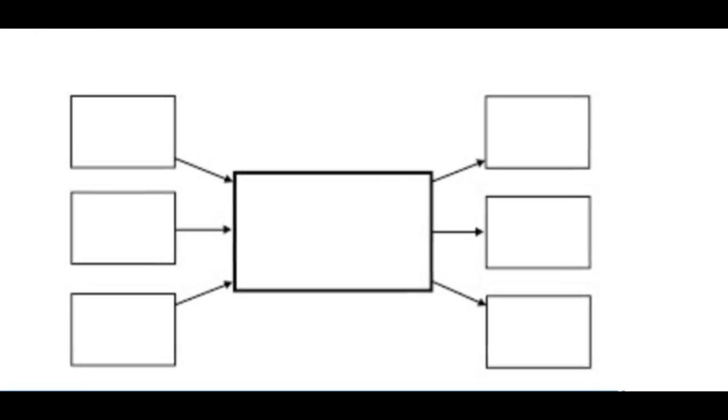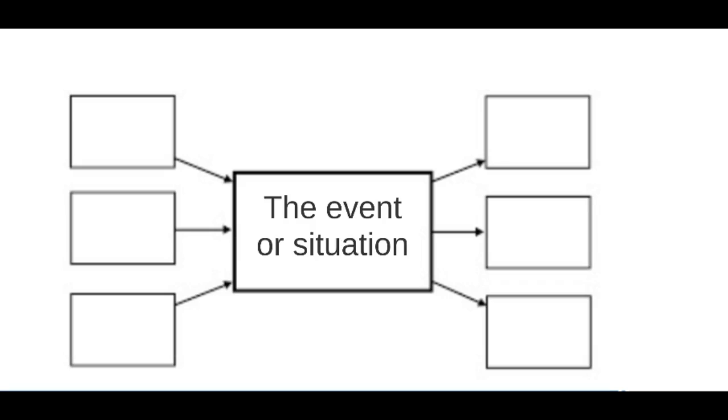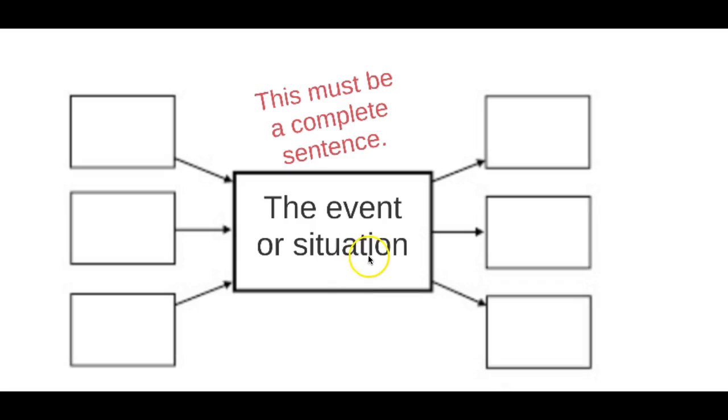And you can see there's boxes again, like a flow map, and there's arrows like a flow map. I have a couple examples to show you. This center area is where you would put the event or the situation. And the key element to making this particular map, because this center box is the most important part to put down, is that you need to make sure you use a complete sentence. So right here, the phrase the event or situation is not a complete sentence. You need to have a subject and a verb.